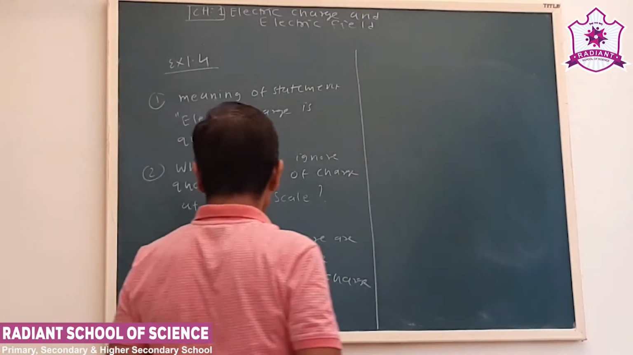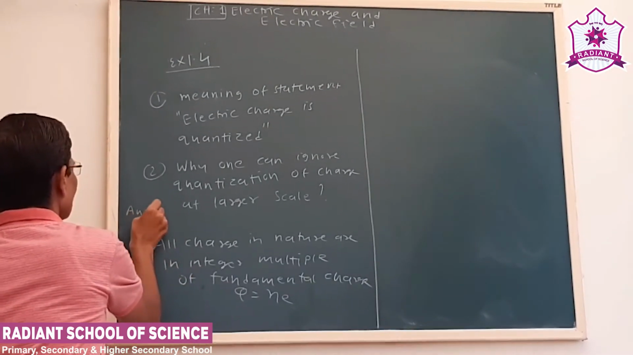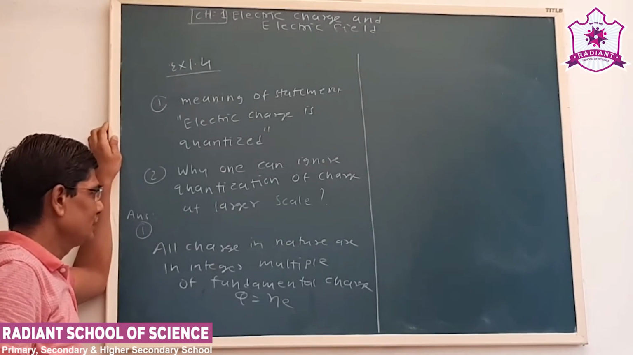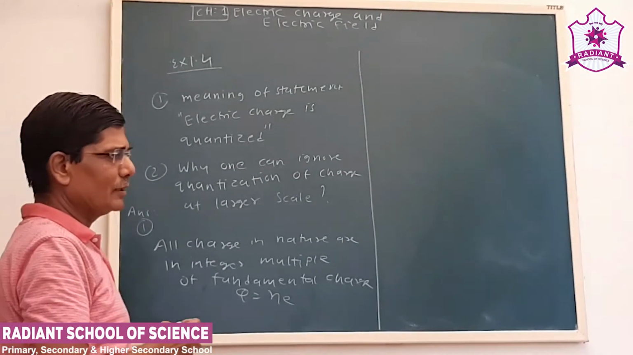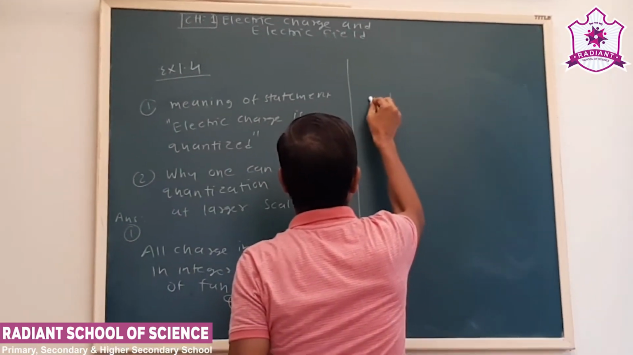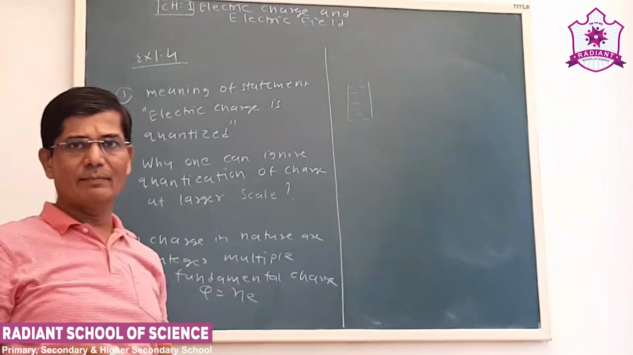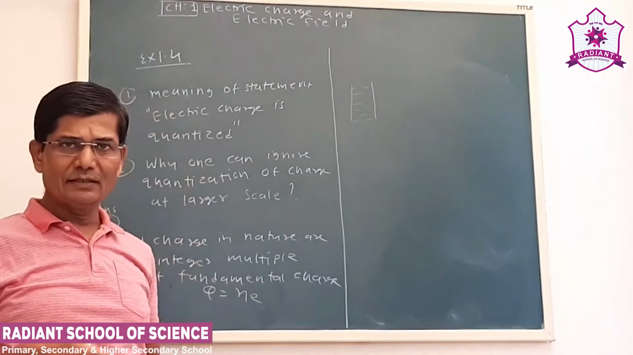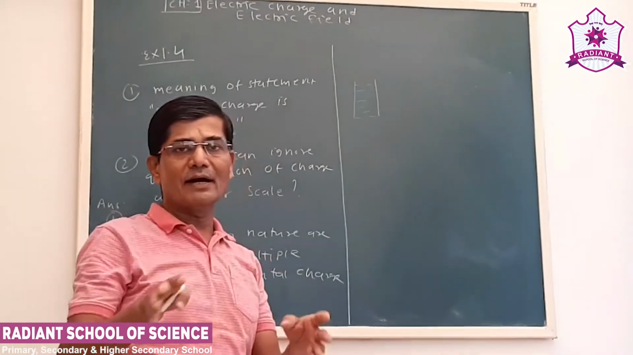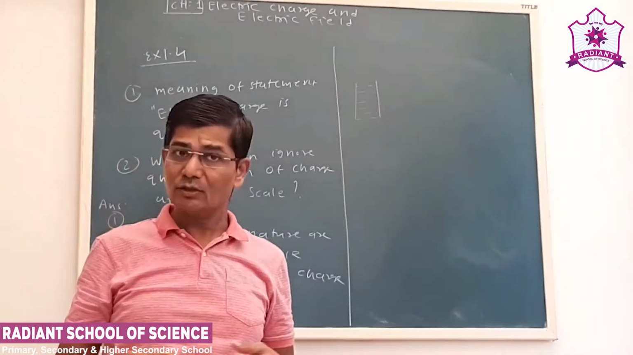Now the second part, why one can ignore quantization of charge at a larger scale. See, there are a number of examples for this. Now suppose we have taken water in a glass, let us say 100 ml or 200 ml. Okay, we can easily calculate the number of moles of the water. By using that we can find out the number of electrons and we can consider the charge is quantized.